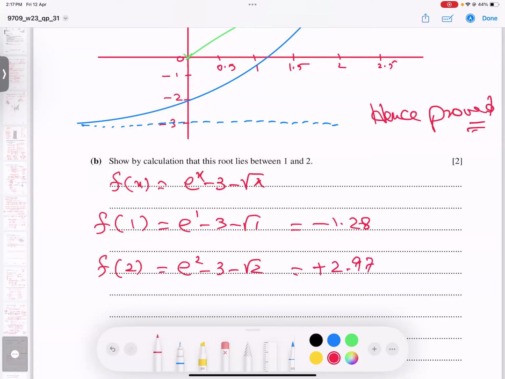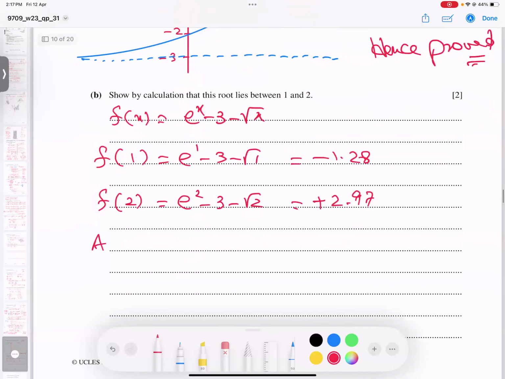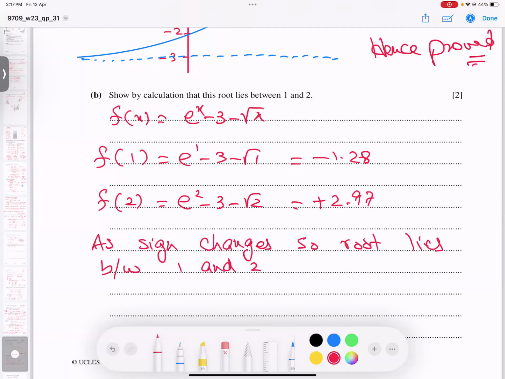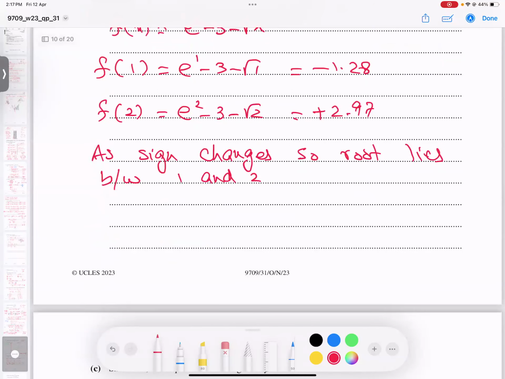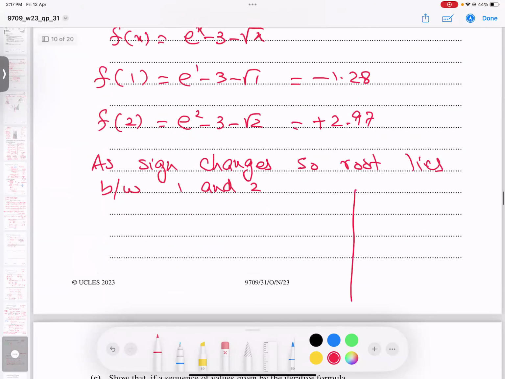So, students, what to say here? As the sign changes, the root lies between 1 and 2. And I will show technically what this means. Technically, I will just give an idea and you will understand, I believe. So this is technically what I'm saying.